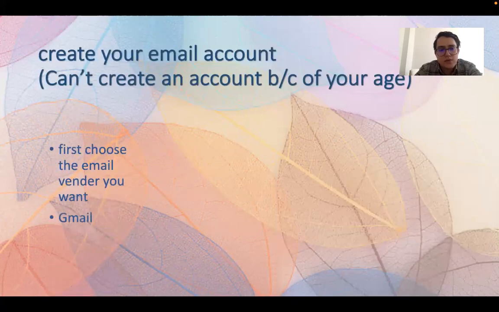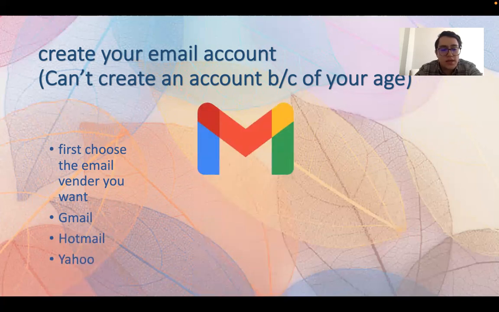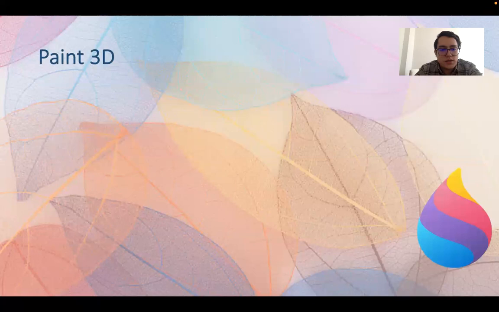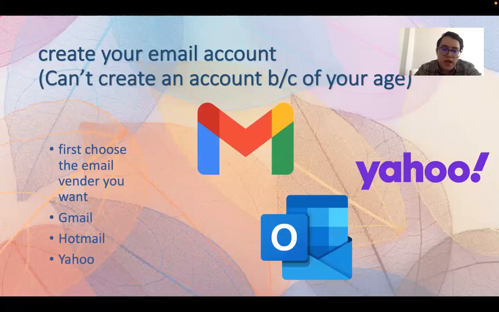So how can you create your own account? First, choose the email vendor that you want. There are many email vendors. The most famous ones would be Gmail, Hotmail, and Yahoo. We already talked about how to create one, so I will not go through that part of the lesson. I think by now you have created your own account, or if your age is not sufficient, I guess you have just explored how to create one, and in the future you can create one once your age is a bit higher.